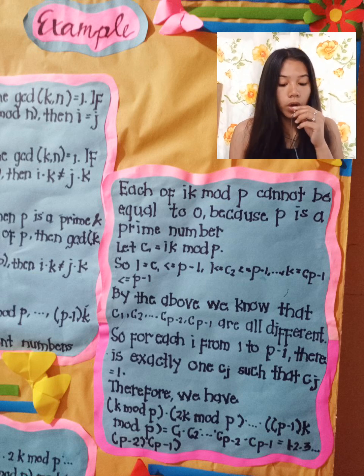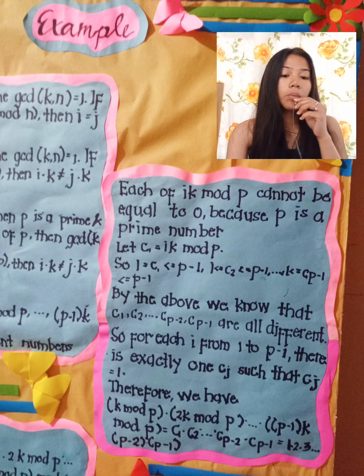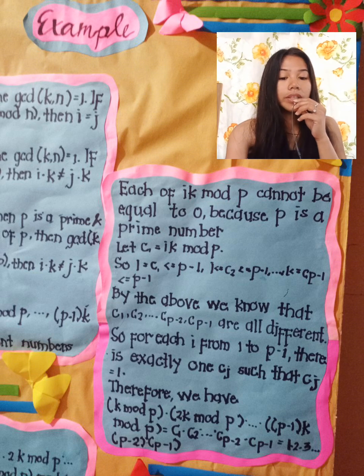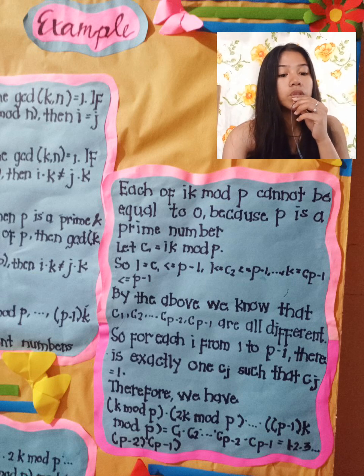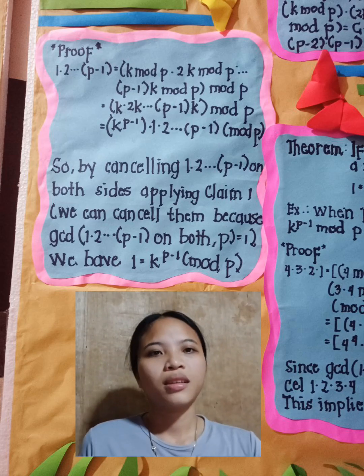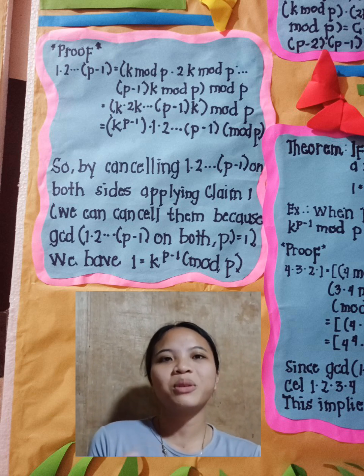Therefore, we know that k mod p, 2k mod p, up to (p minus 1)k mod p, which is c1, c2, up to c(p minus 1), is equal to 1 times 2 times 3, and so on, up to p minus 2 and p minus 1. Okay, now I will be discussing the proof of this example.